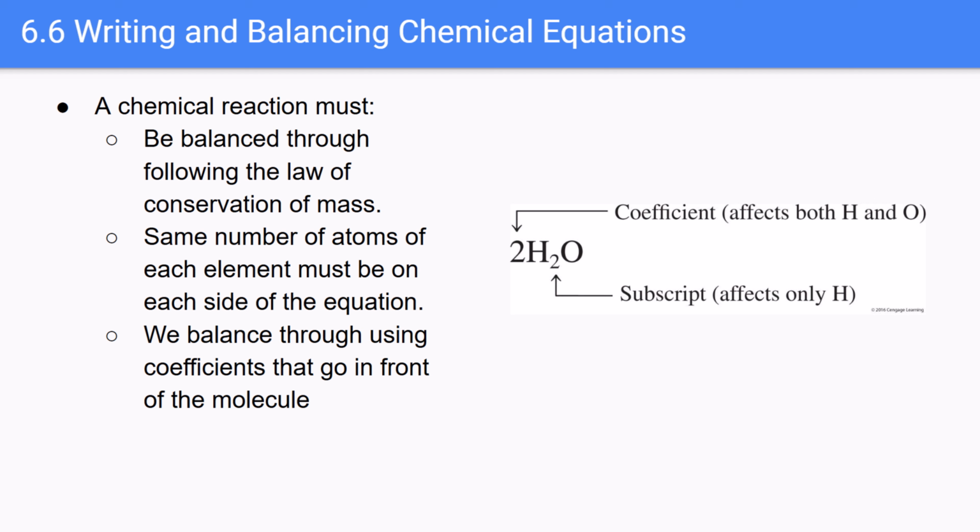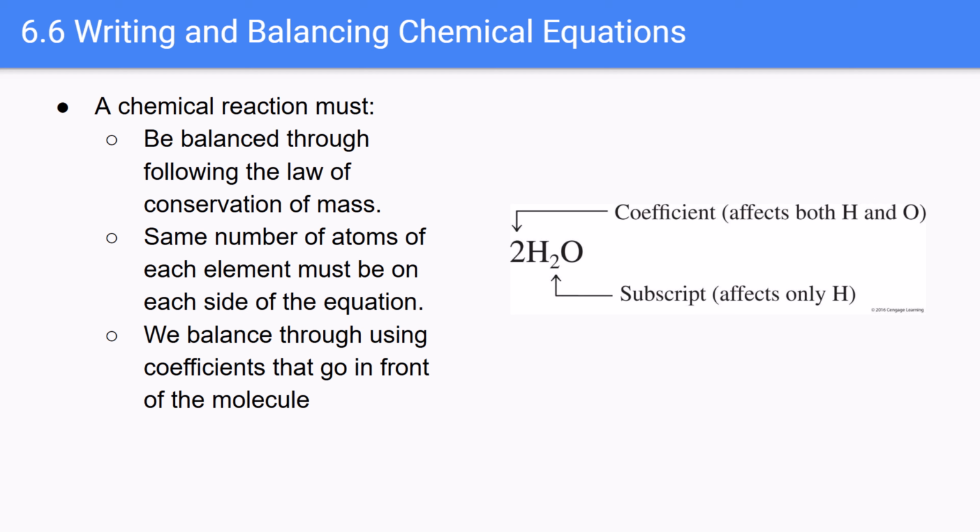The law of conservation of mass applies to all chemical reactions. That is, the number of atoms that we have present at the beginning of our chemical reaction must be the same as what we get out of the chemical reaction at the very end. So by following the law of conservation of mass, we have to balance. And by balancing, what we do is we put coefficients in front of our chemical formulas that are written correctly. This is different than a subscript.